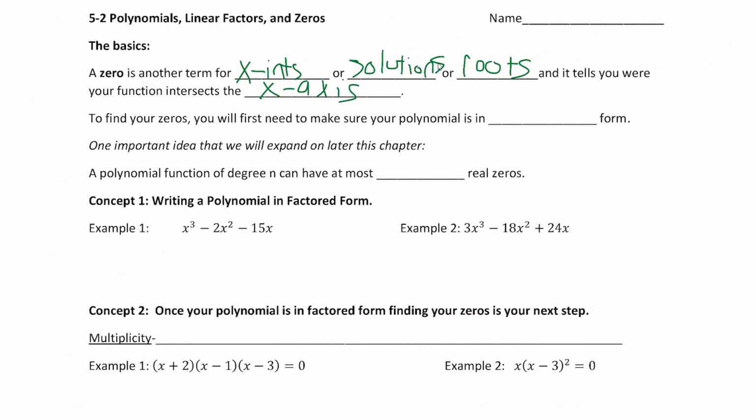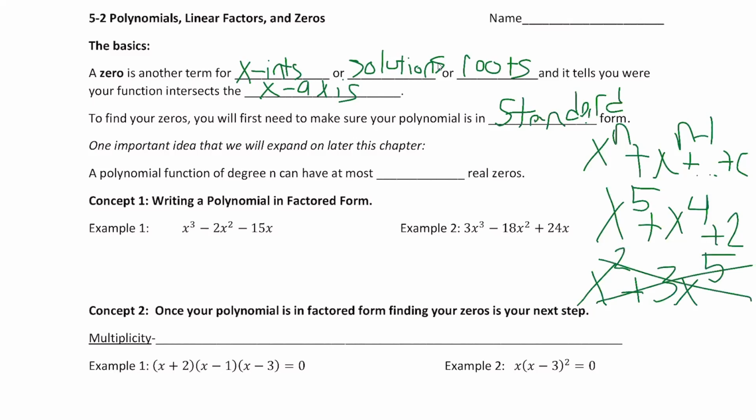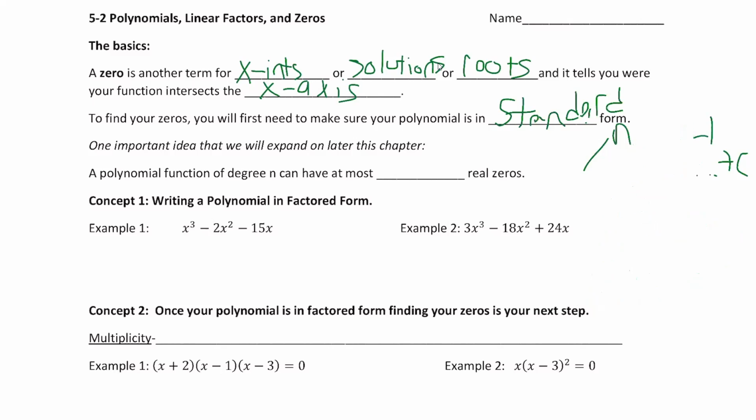To find our zeros though, the first thing we're going to do is make sure that our polynomial is in standard form. Standard form means you have your highest power first, then your next highest power, and so on all the way down to your constants. For example, x to the fifth plus x to the fourth plus 2 would be in standard form. But if you had something like this, it would not be in standard form because you don't have the highest power first. That's what standard form means. I'm going to erase all this because it's a bit much, but I hope that makes sense.